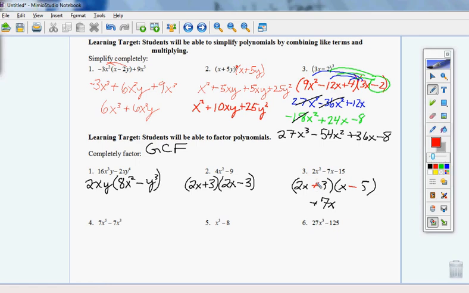So actually what we wanted to have here was a negative 5 here and a positive 3 there. Whoops, sorry, let me get that off. So that was a positive 3. So this is actually the correct factoring of that problem. And this now creates a negative when we FOIL it.